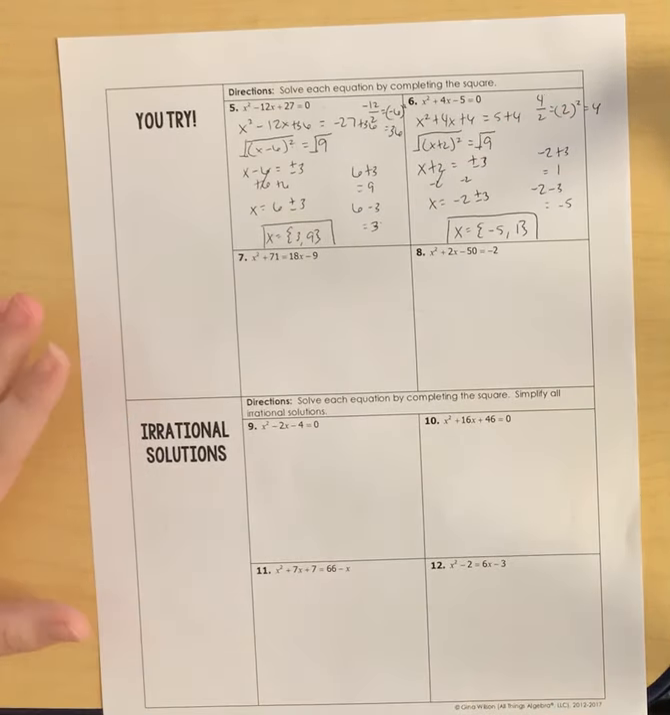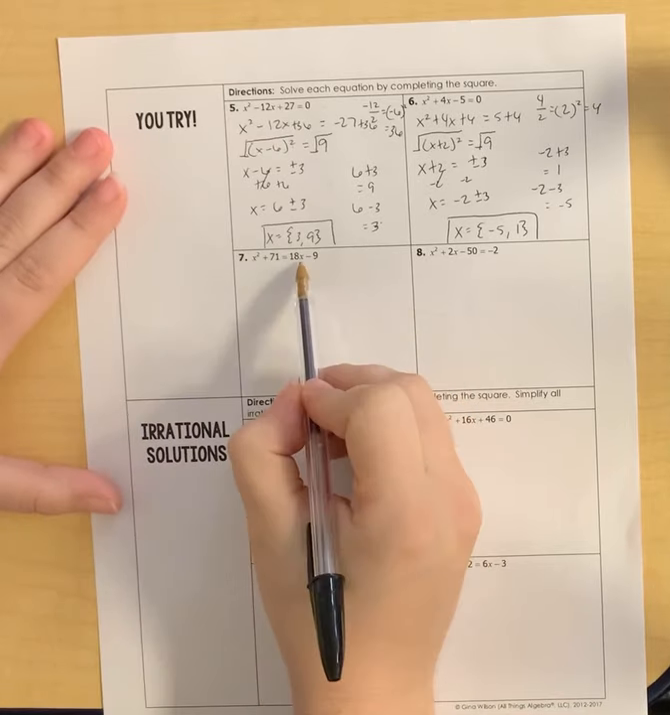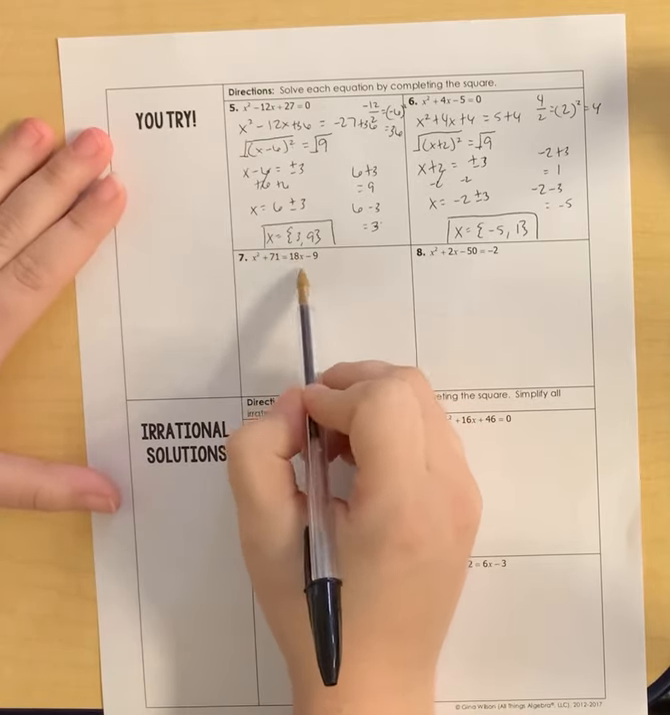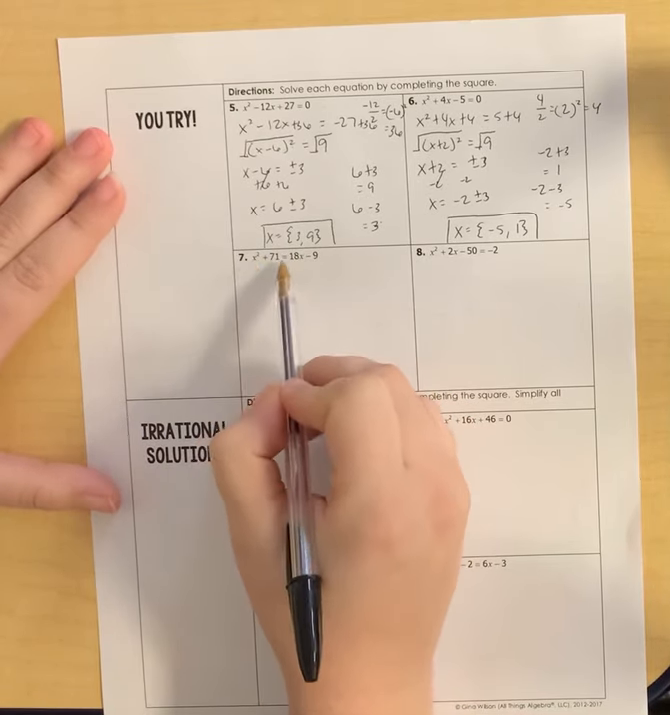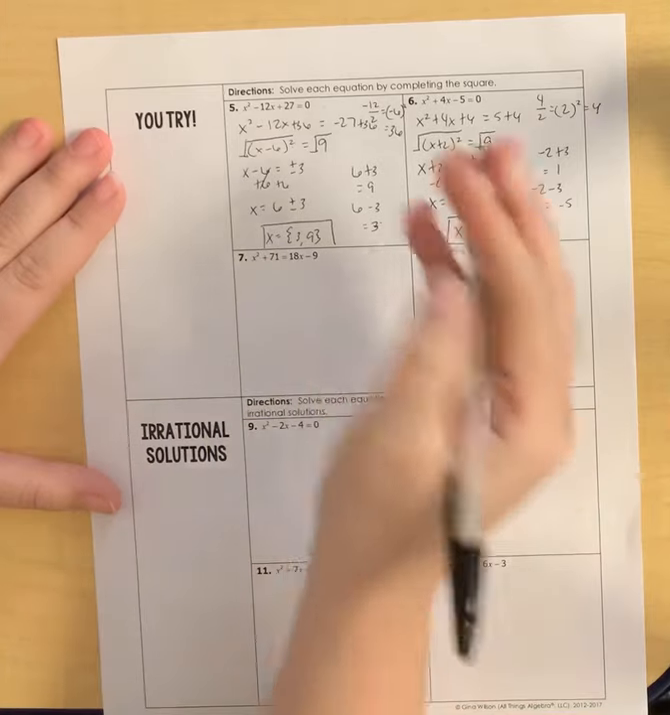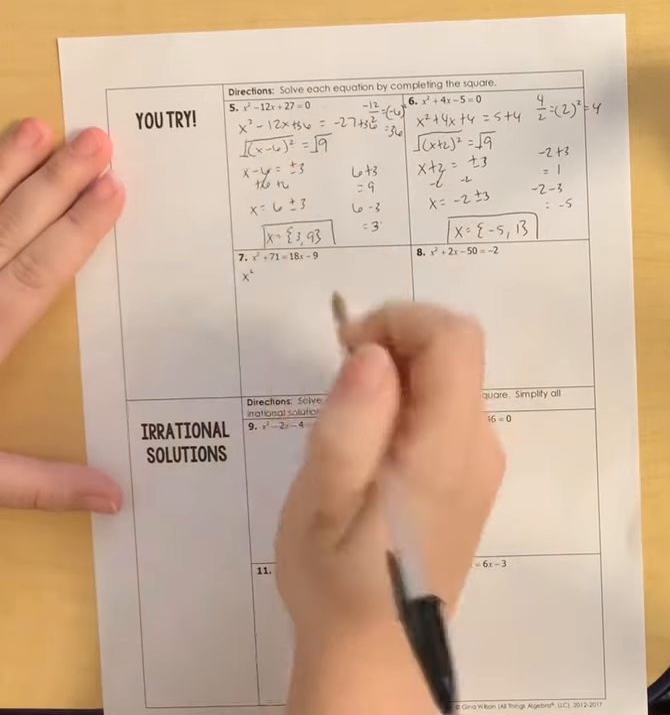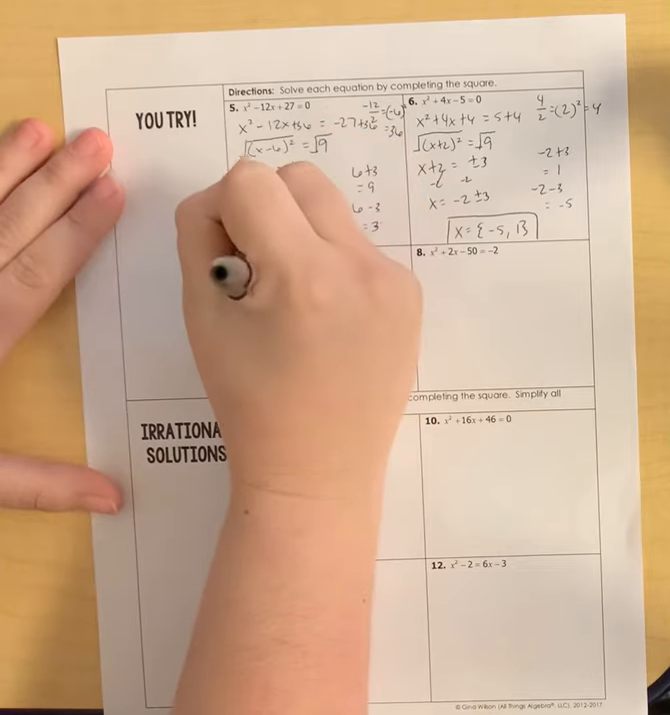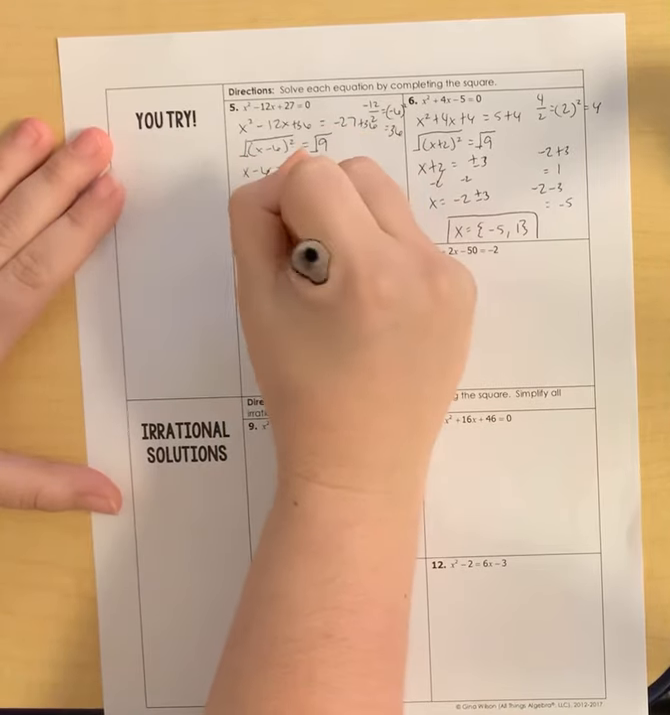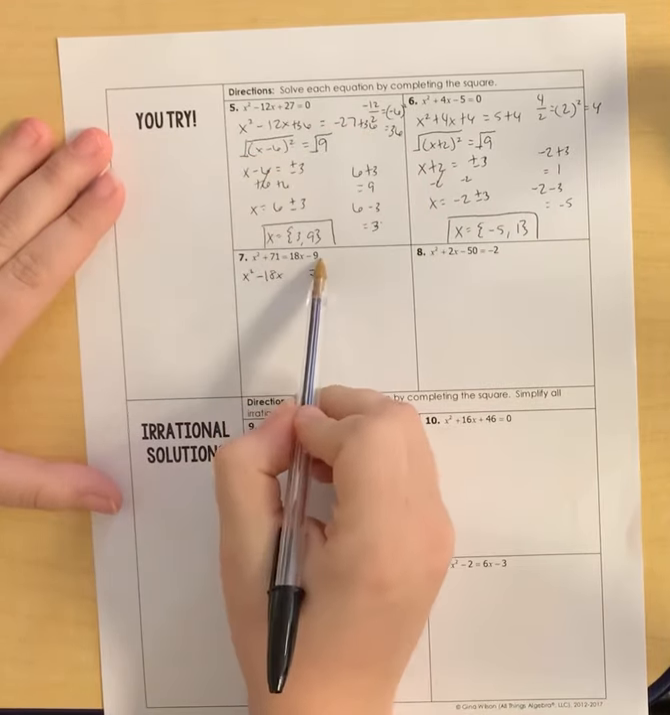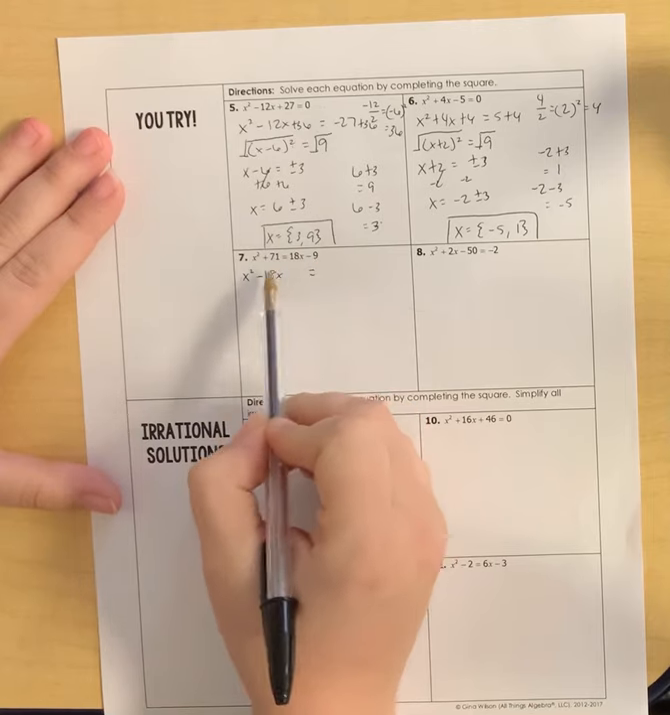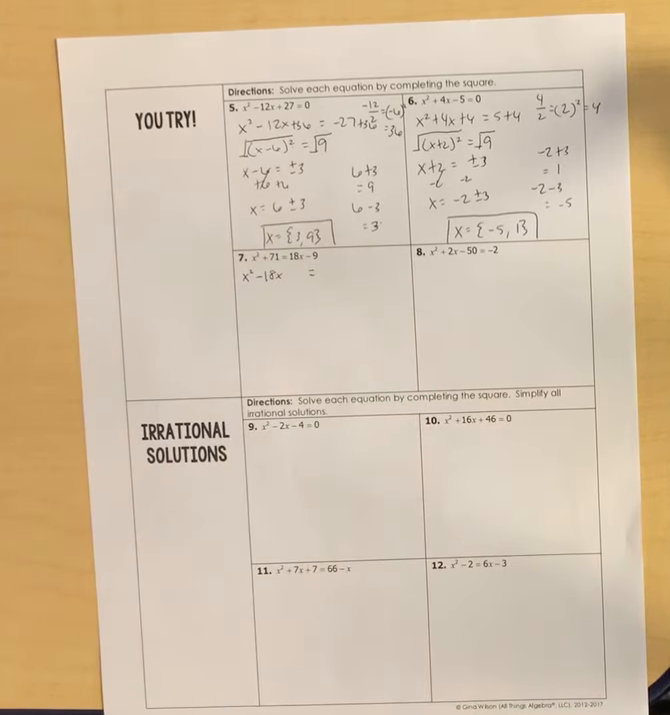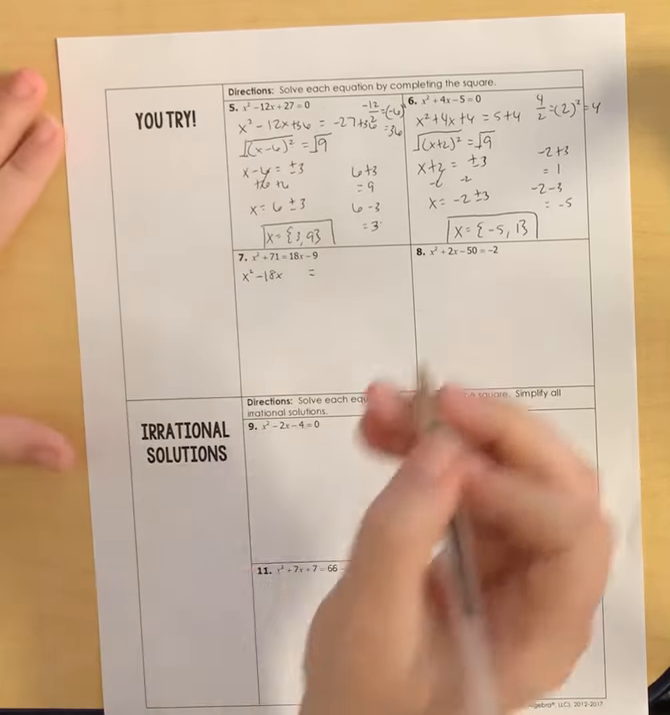Okay, on the next one. Notice that we have an 18x on this side. Well, we've got to get that over to the other side. And that 71, we need to move to the right. So we have x squared. To move the 18x over, we're going to subtract it, so minus 18x. Leave a gap. We're going to subtract 71 the other way. So negative 9 and negative 71 is going to be a negative 80.